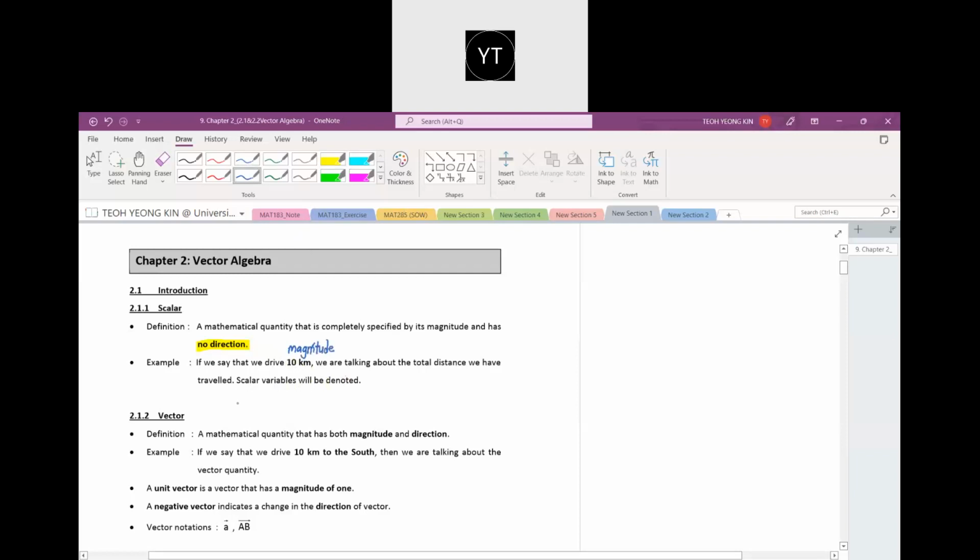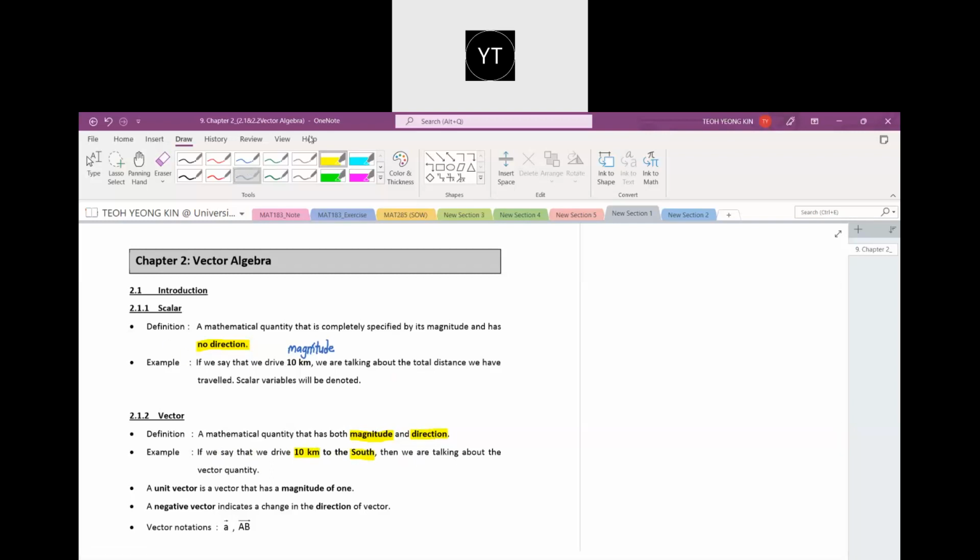So if we look at the definition of vector, a mathematical quantity that has both magnitude and direction. So vector ni dia ada magnitude dan arah. Maksudnya dia ada jarak dan arah. For example, if we say that we drive 10 km to the south. So 10 km is the magnitude, south is the direction. Then we are talking about the vector quantity.